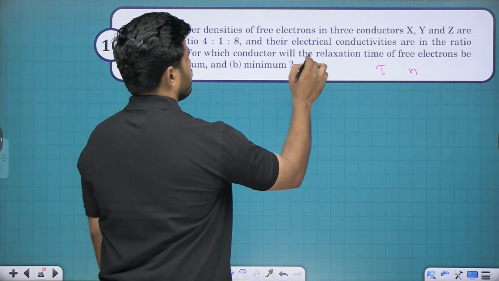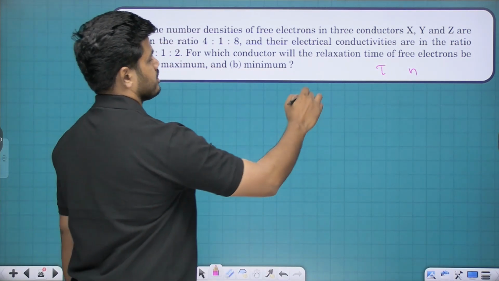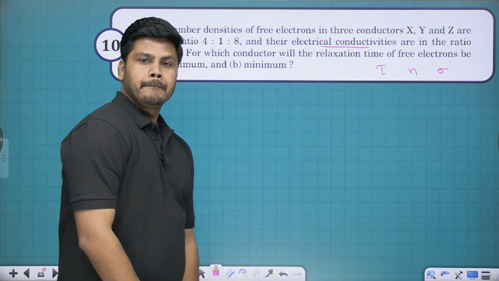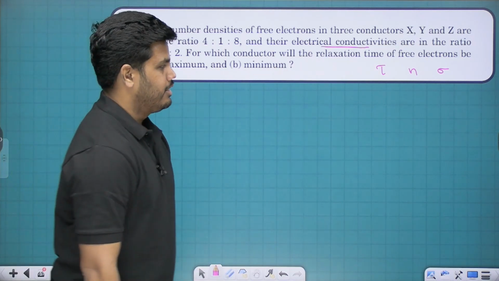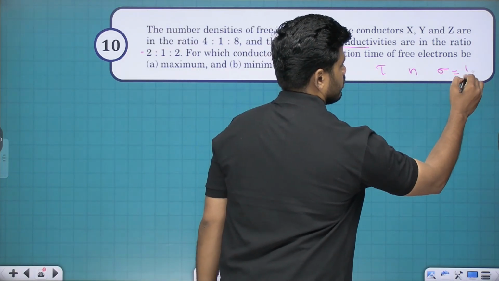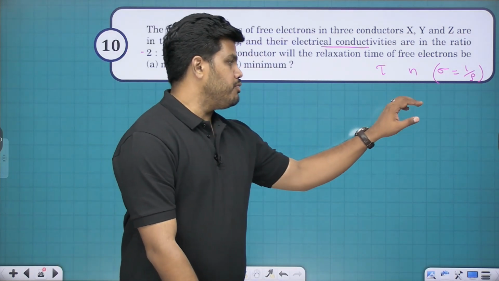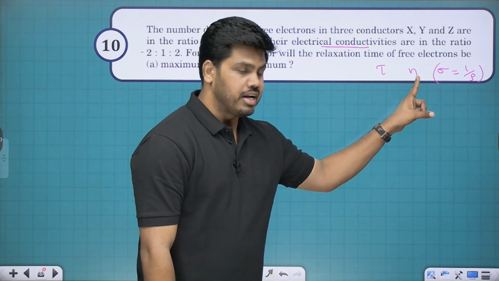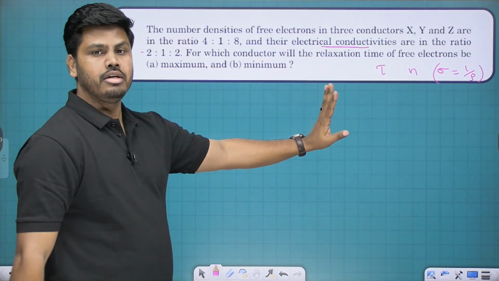And another quantity given is the next ratio: electrical conductivities. That is the sigma ratio. Sigma is electrical conductivity, which is equal to the reciprocal of resistivity. So if you know the relation connecting tau, free electron density, and sigma or rho, you can solve this question easily.